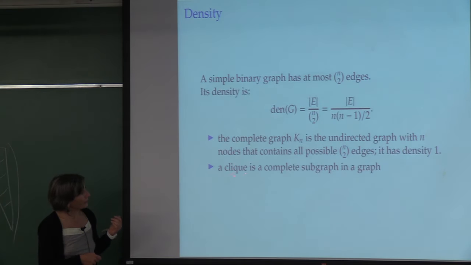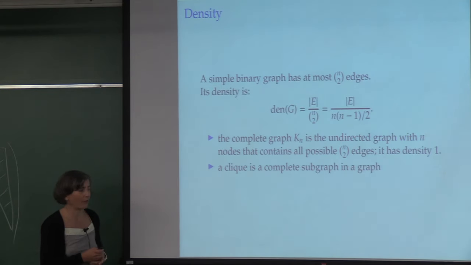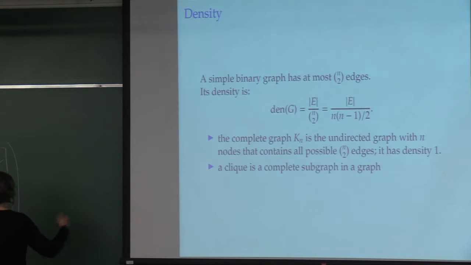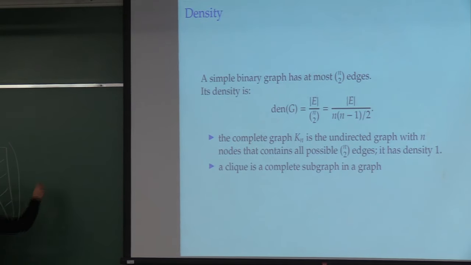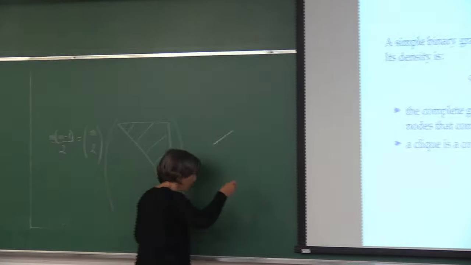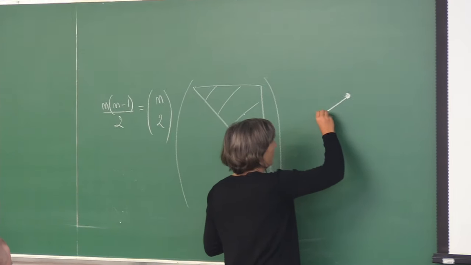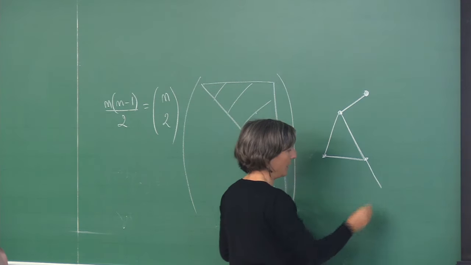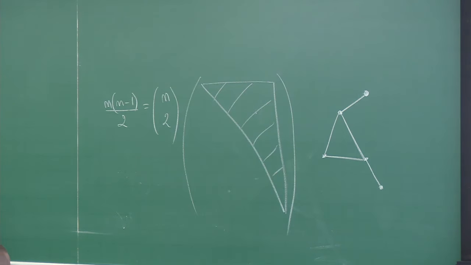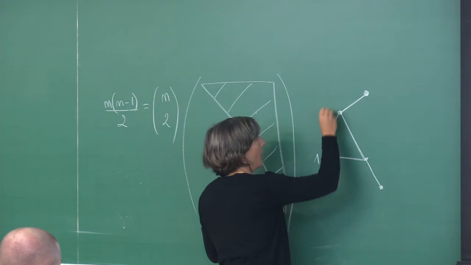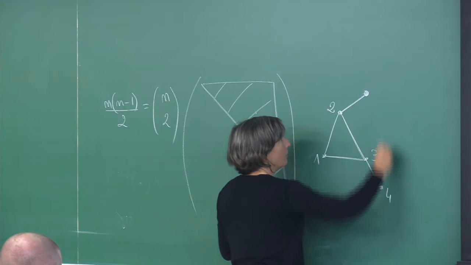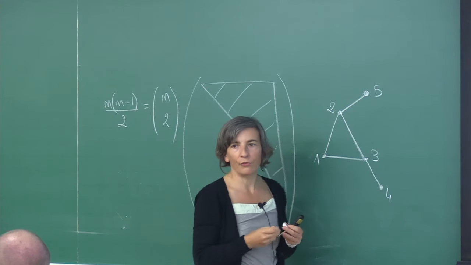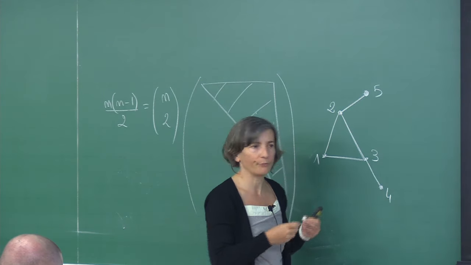And this notion of clique will be important also in what follows. A clique is a complete subgraph in a graph. So maybe I could have made a picture on those slides. I didn't, I'm sorry. So for instance, if you look at this graph, say like that, you have a clique at those positions, 1, 2, 3. You have all the possible edges between them. That's a clique, okay?